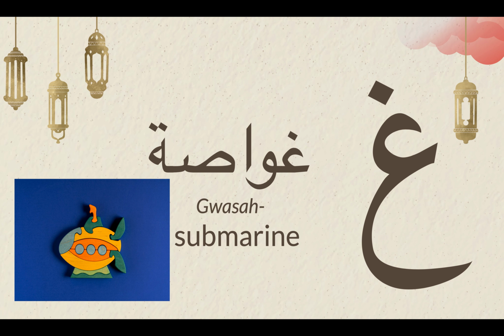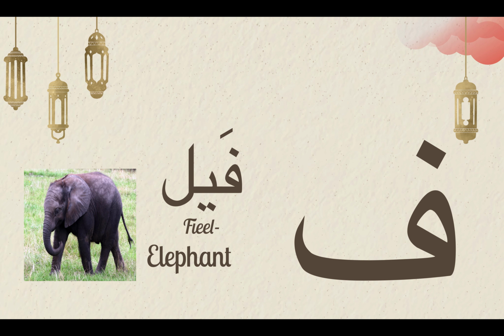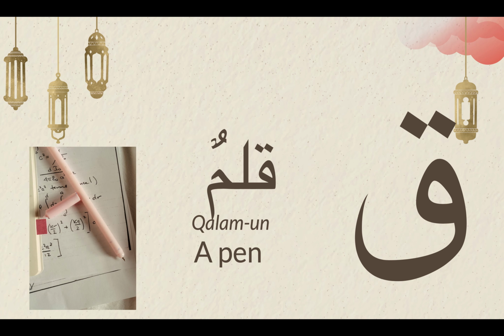Ghain. Ghain for gwasa. Gwasa means submarine. Fa. Fa for file. File means elephant. Qaf. Qaf for kalamun. Kalamun means pen.